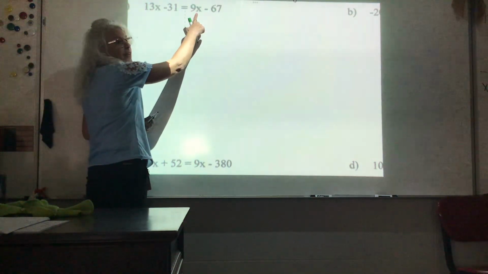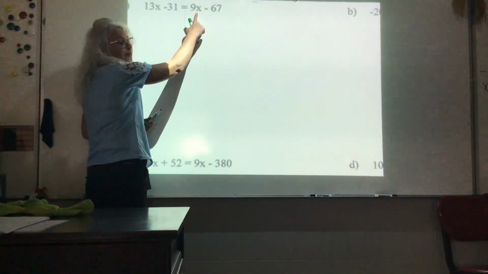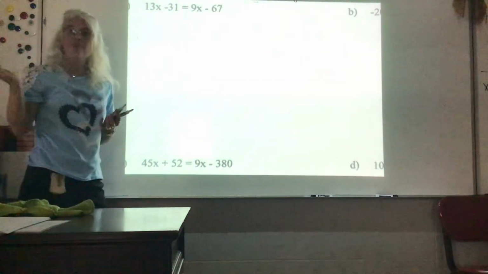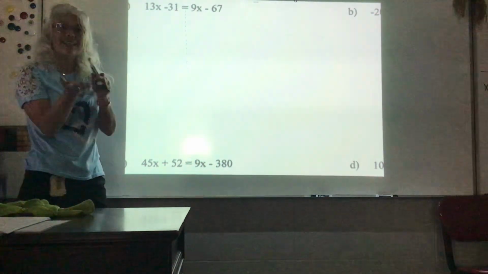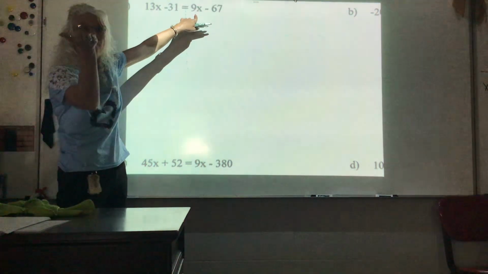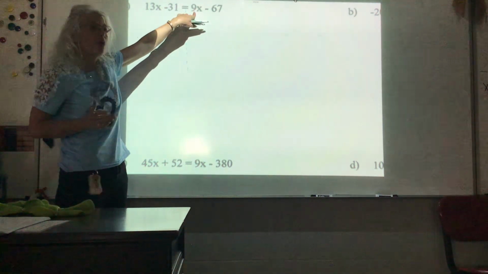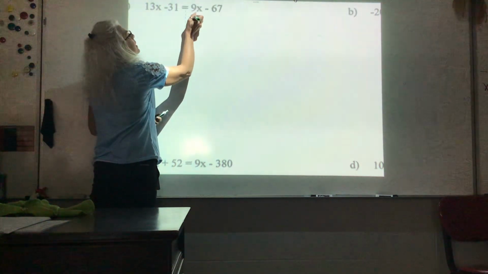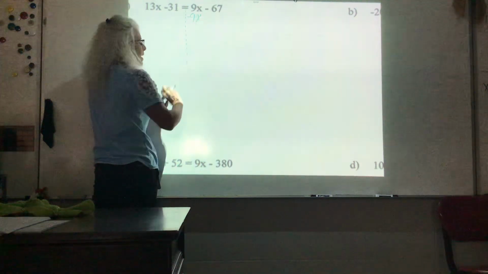So put your finger on the variable term on the right side. That is positive 9x's. So remember when I threw that candy at you? Because I needed to get rid of it. That means I don't need to have any of them there. So I need to throw this candy. This is positive, so I'm going to use negative 9x.